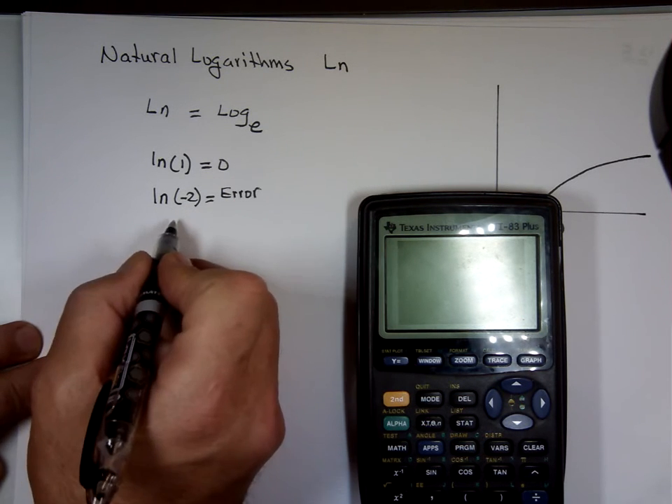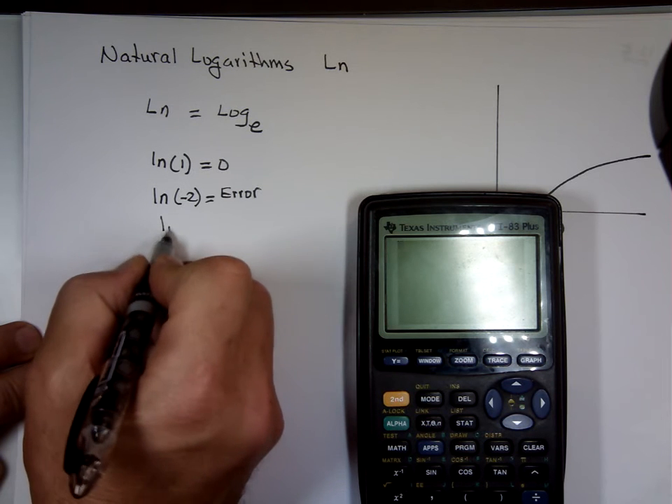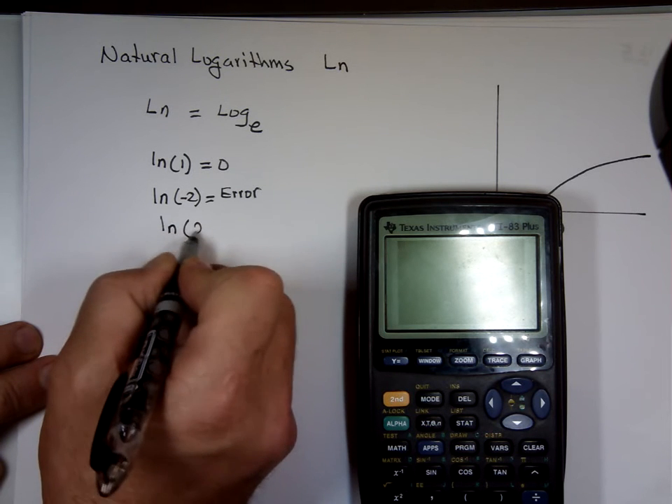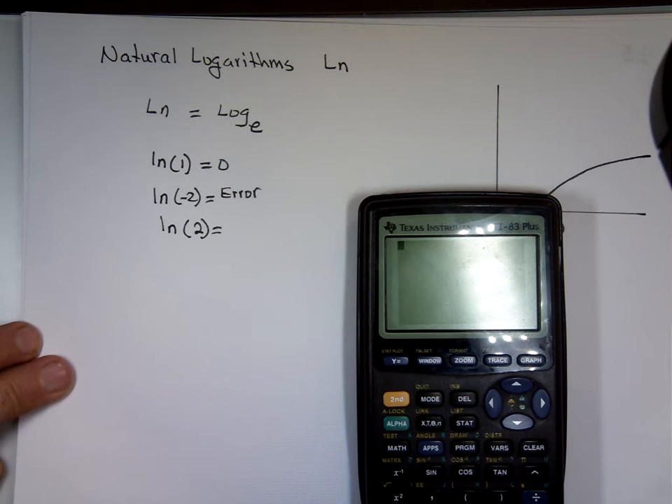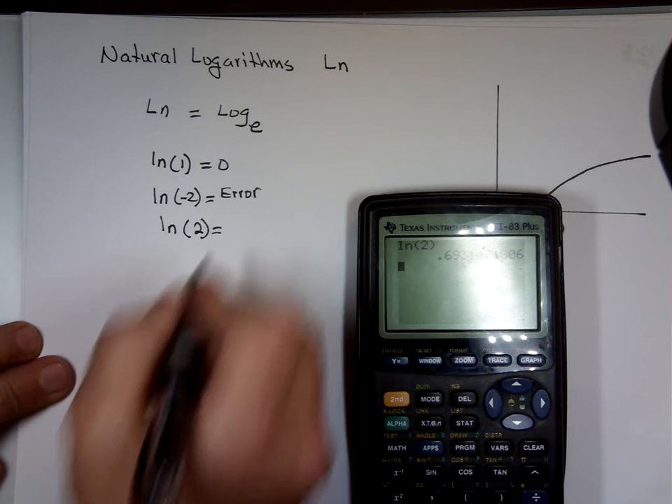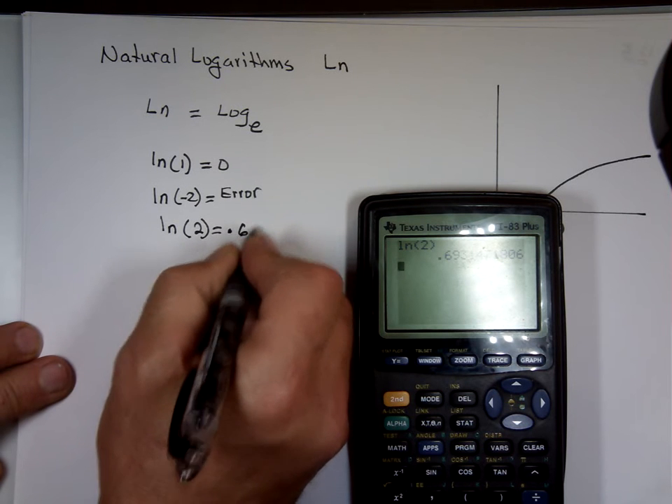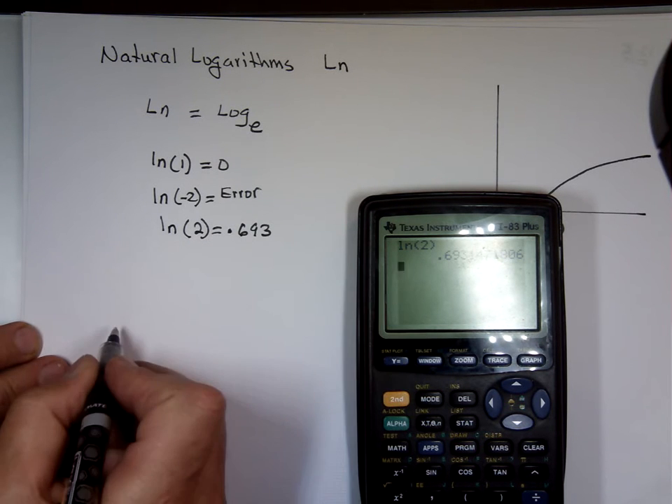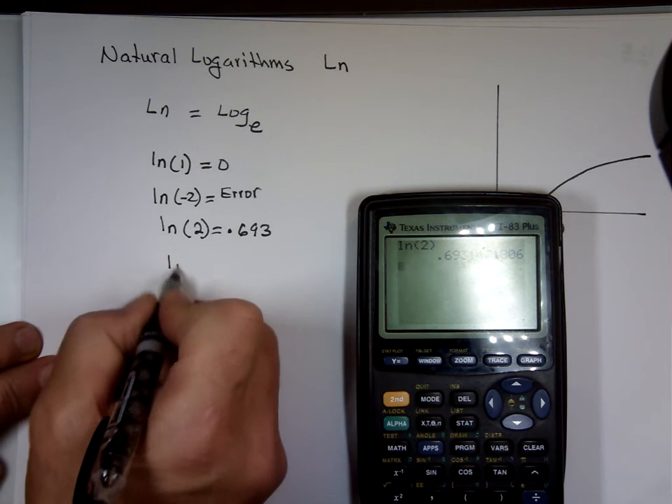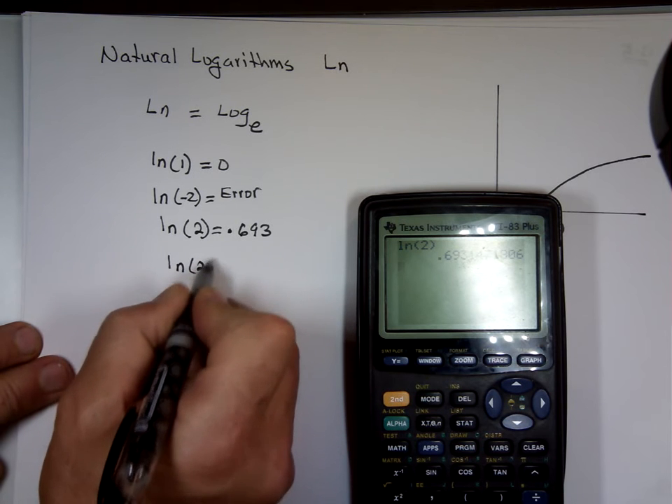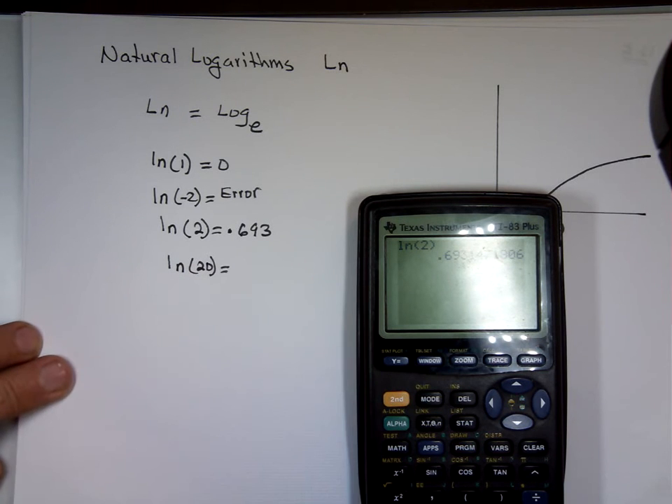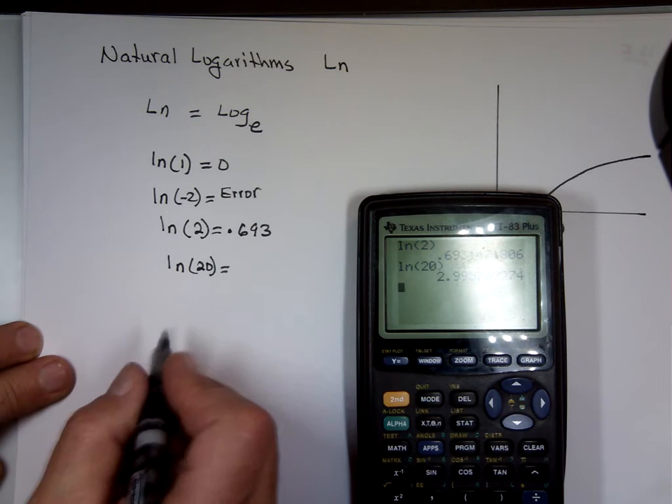If I pick a number more than 1, the result should be positive. What's the ln of 2? Yep, notice positive number. What's the ln of 20? 2.996.